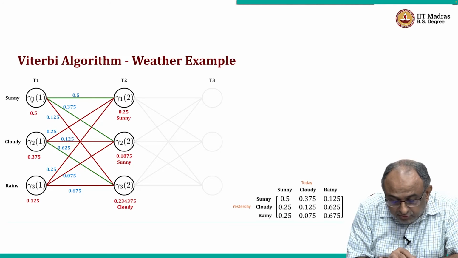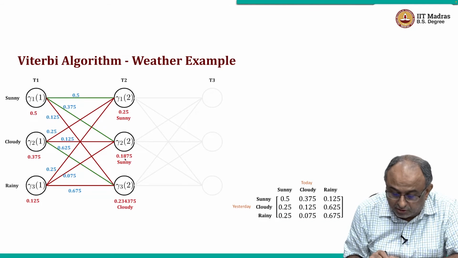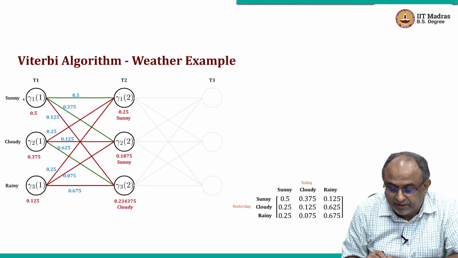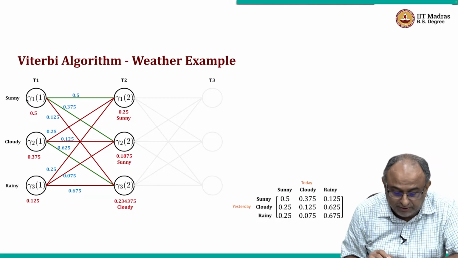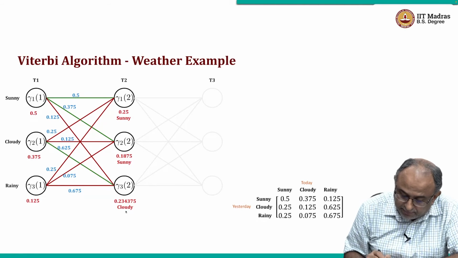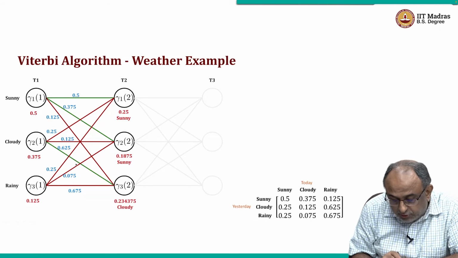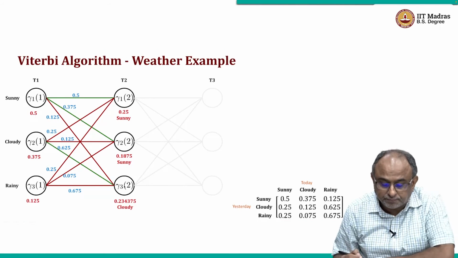Similarly, sunny to sunny to cloudy is the best path that you can come. So coming from the sunny state is the best path. Coming here from the previous sunny state is the best path. If I want to come here to rainy, remember, it's best to come from the previous being cloudy. So sunny, cloudy, rainy is the best.